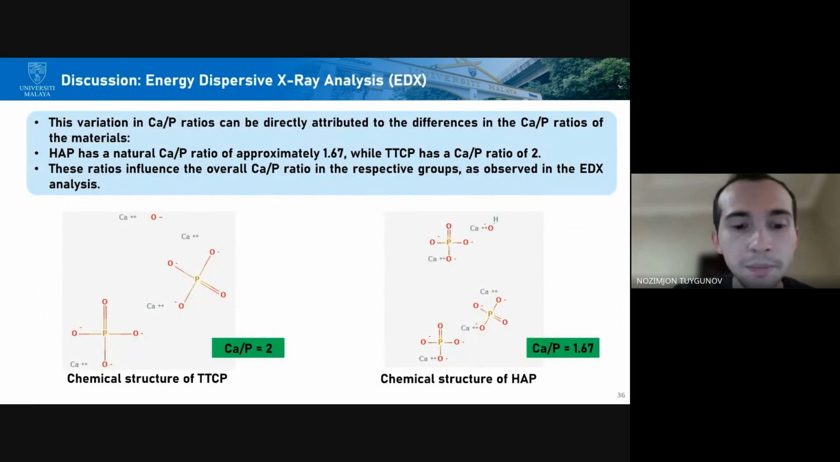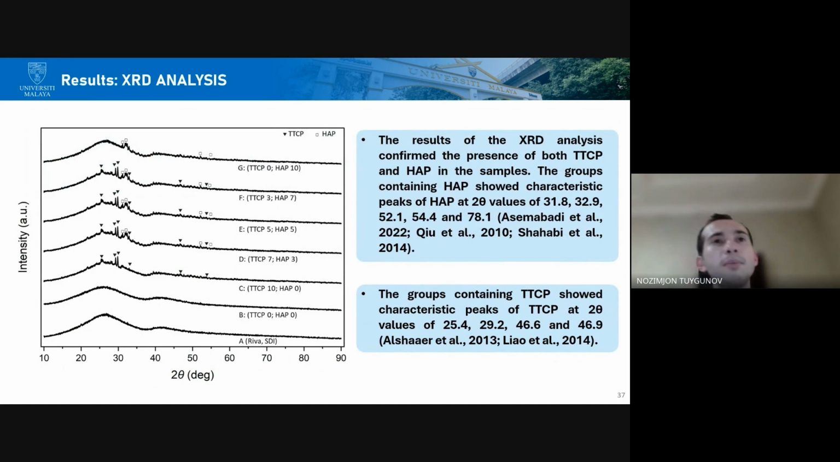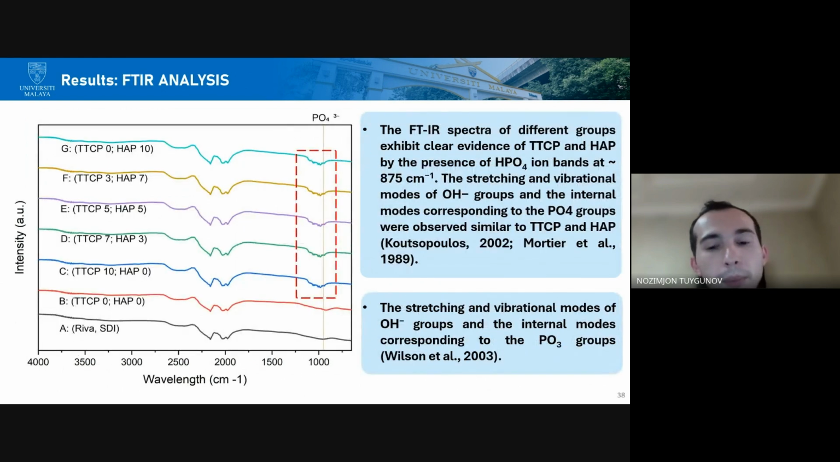So it can be easily understood that, based on the chemical composition, the calcium and phosphate ratio of TTCP is 2, and the calcium and phosphate ratio of HAP is 1.67. That's how we can prove the presence of calcium and phosphate based on our EDX analysis. In XRD analysis as well, we can confirm the presence of HAP and TTCP in our different groups. FTIR analysis also provided a comprehensive analysis of different materials. The peaks here show the presence of phosphate ions in our material.